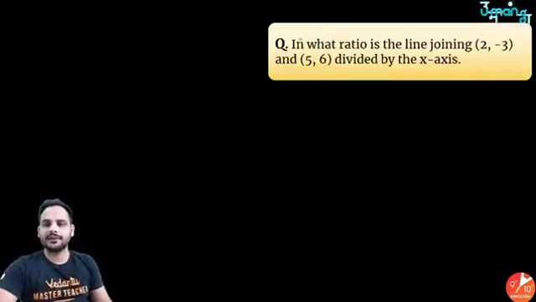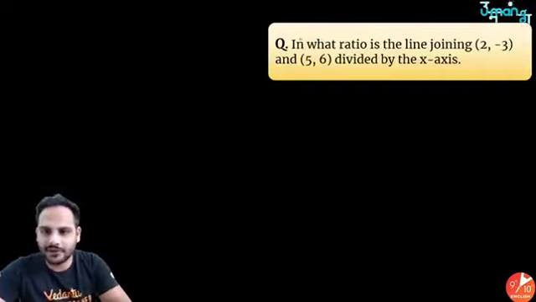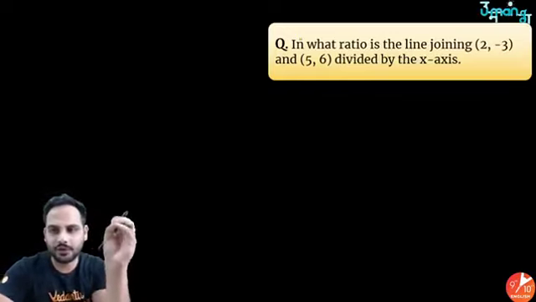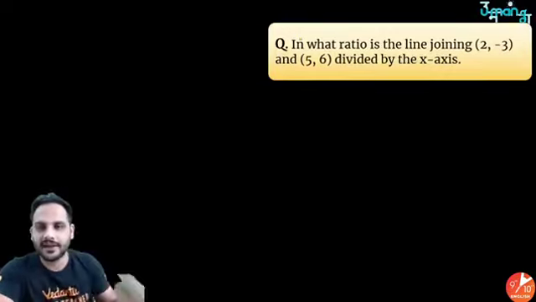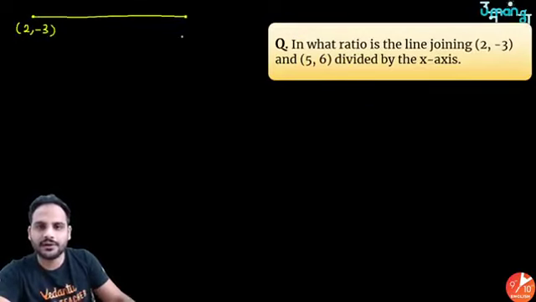First question kya hai? In what ratio is the line joining 2, -3 and 5, 6 divided by x-axis? So in what ratio the line which is joining the point 2, -3 and 5, 6 is divided by x-axis? So I have one point over here whose coordinates is 2, -3, and I have another point over here whose coordinates is 5, 6, and they are being intersected by a point on x-axis.